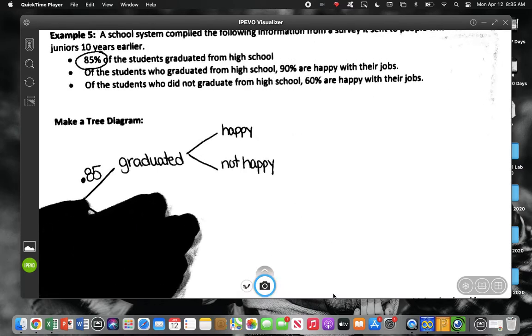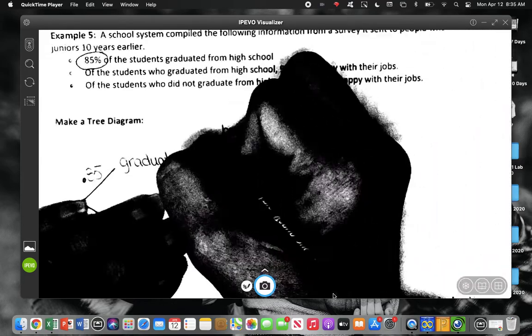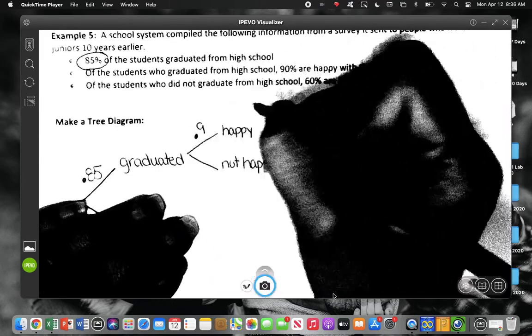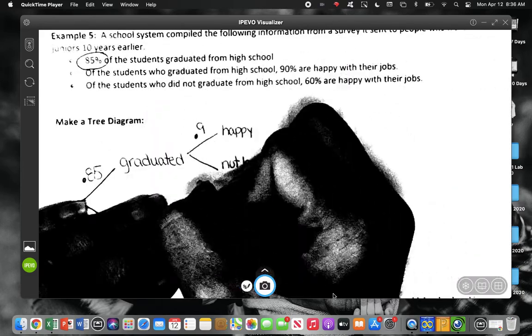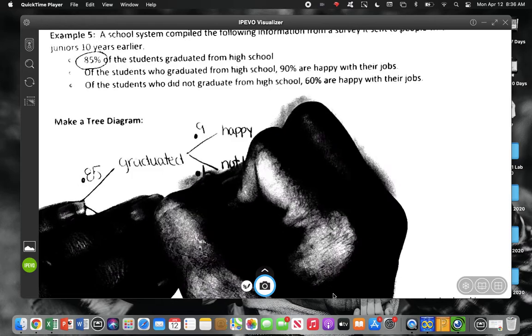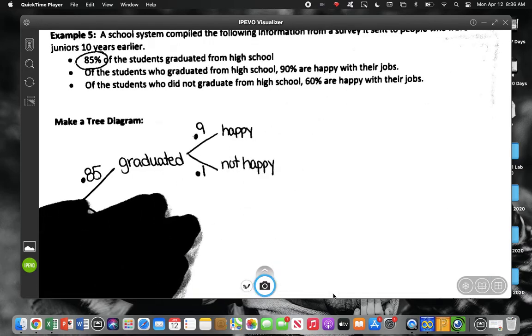All right, and just like we did with the percentages on the graduation part, now we can do the percentages on these branches with the happy. 0.9. 0.9 would be 90%. So what percent is not happy? 0.1. If 90% are happy, 10% are not happy. And so we leave it like that. It's pretty smooth.